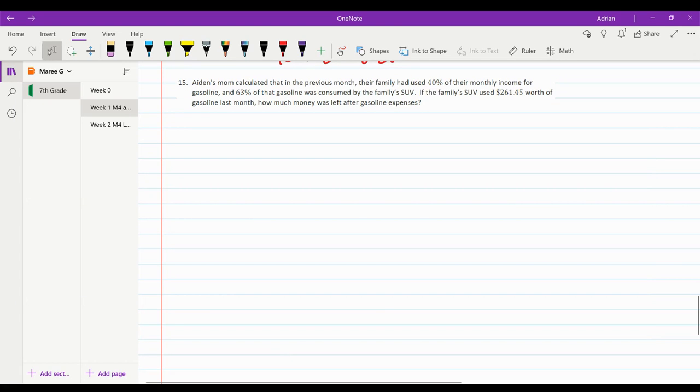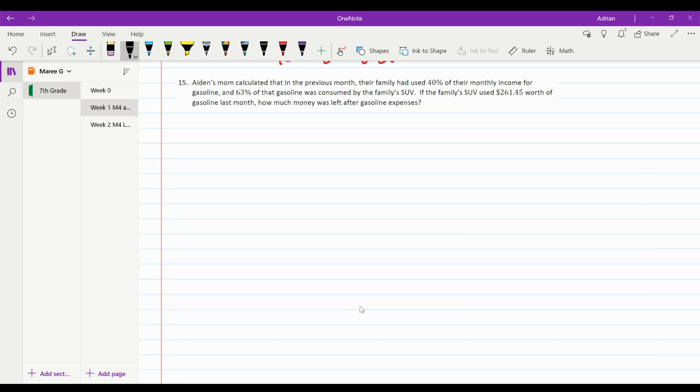All right. I'm going to go over this problem. It would help if you use a calculator. Aiden's mom calculated that in the previous month, their family had used 40% of their monthly income for gasoline. 63% of that gasoline was consumed by the family's SUV. If the family's SUV used $261.45 worth of gasoline last month, how much money was left after gasoline expenses?